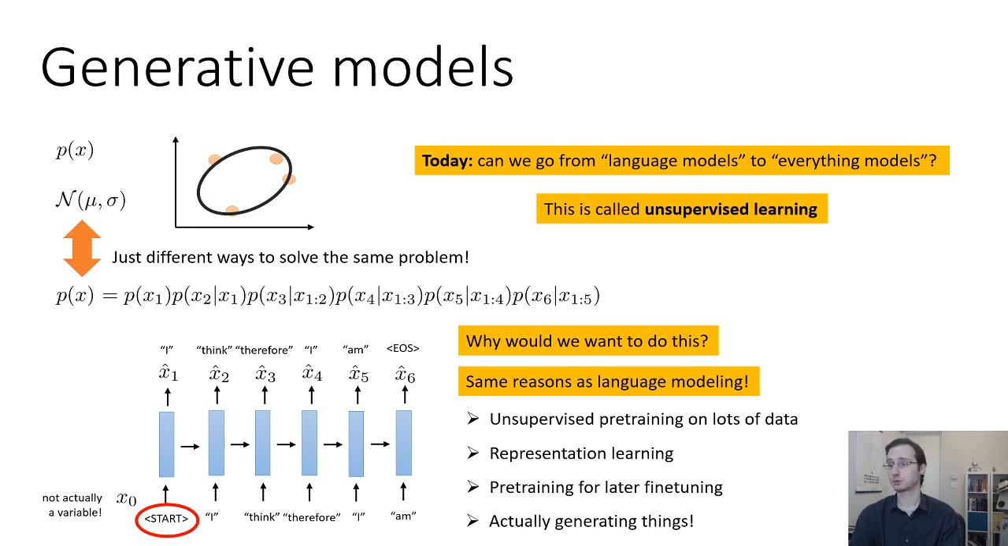And just like language models can be used to acquire representations, or models that can later be fine-tuned to other tasks, or for actually generating things, generative models that we build on other types of data, like images, sounds, and so on, can also be used for representation learning. They can be used for pre-training for later fine-tuning, and they can be used to generate things. And just like language models, generative models on images and other types of data do not require supervision, which is why we call them unsupervised learning.